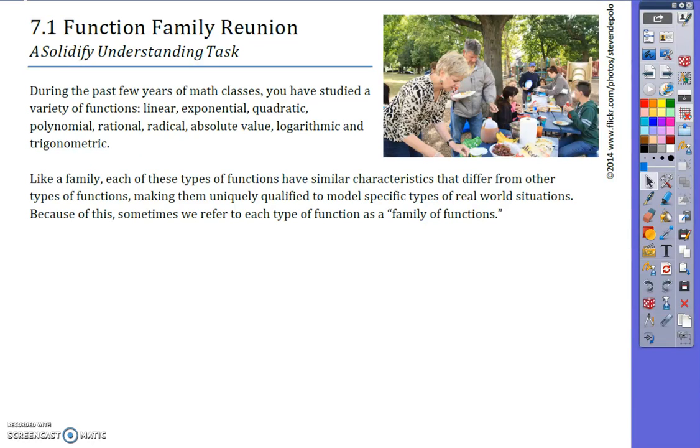All right, so now that we finished up all the stuff from chapter 6, the leftovers, we're going to get into unit 7. So unit 7 is about pulling together everything we've learned through the series of math classes we've taken, from math 1 all the way up through math 3. We're going to be studying all of the different functions.